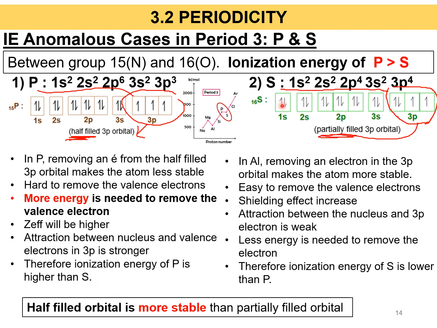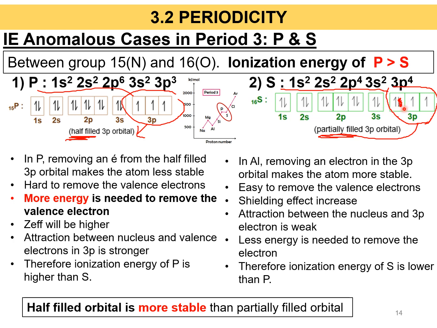Okay, manakala sulfur, because it's a partially filled 3p orbital, if you look at here, if you remove satu saja elektron di sini, if you remove satu elektron di 3p ni, makanya 3p akan jadi dia punya valence orbital dia akan jadi half filled kan, makanya akan membuatkan atom sulfur tu jadi lebih stable. Makanya sulfur ni lagi suka untuk remove this one electron.